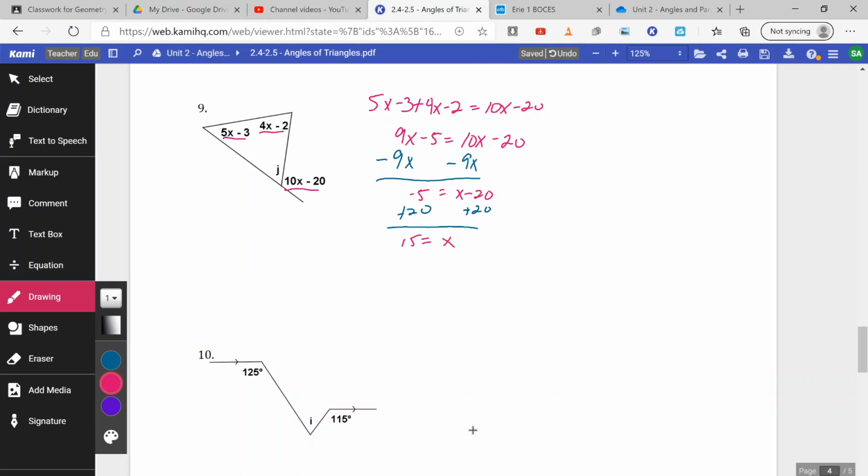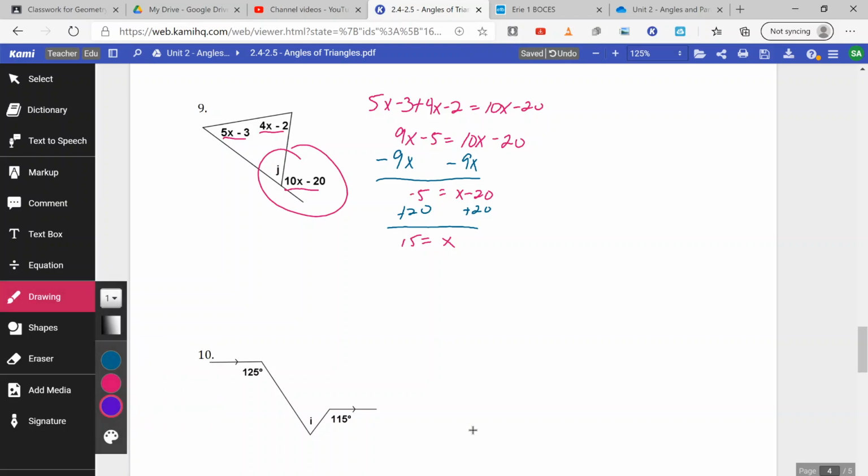So now that I know what x is, I can do it one of two ways. I can plug it in to get the two angles and then add j to it to get 180, or I can use this angle plus j to get 180. In the end, it's going to be the same thing. In this case, I'm only dealing with a couple angles, not all three. So I would tend to use this.